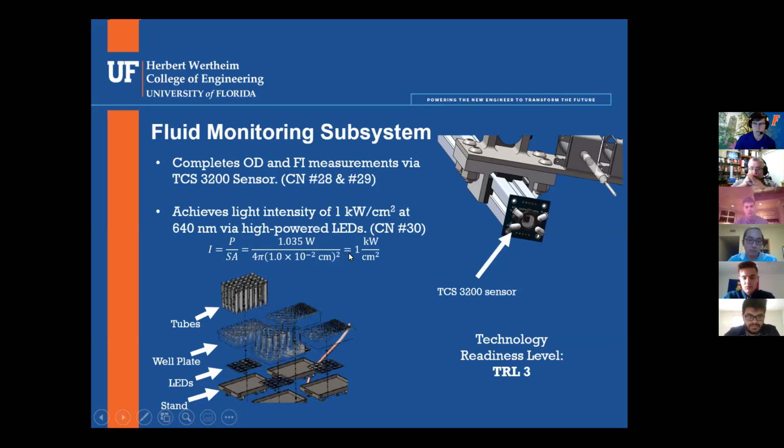The high-powered LEDs can provide 1 kilowatt per centimeter squared of light intensity at the specified wavelength of 640 nanometers by customer need number 30. And so these low wattage LEDs were able to achieve this high light intensity via the placement of the LEDs. By placing them very, very close to the well plates, which are acrylic and see-through, shown in the bottom left, we're able to achieve a high light intensity at the samples, which are just inside the well plate. And since this is, again, not a flight-proven completed subsystem, it received a TRL of 3 as well.